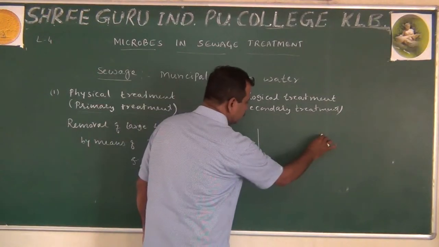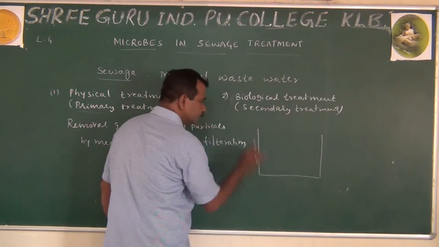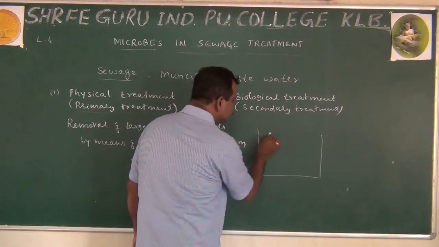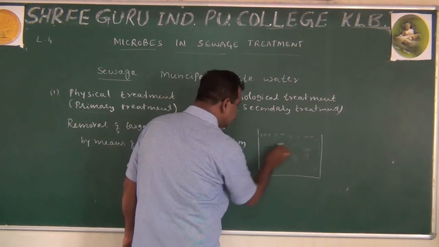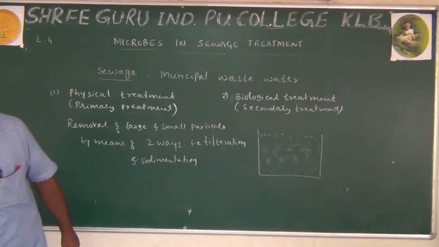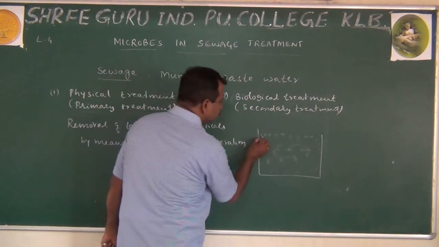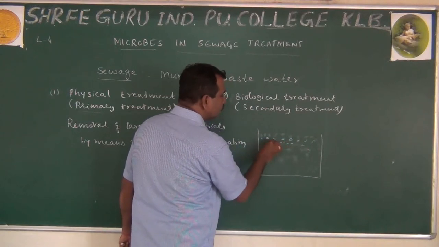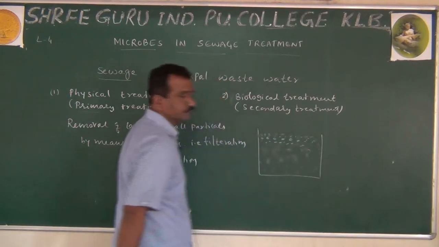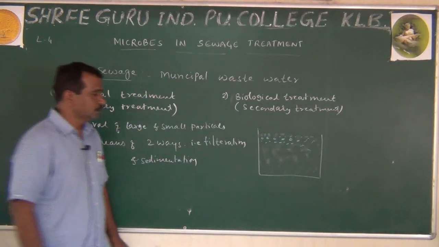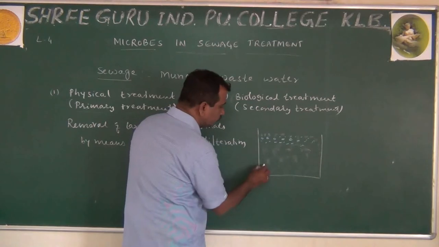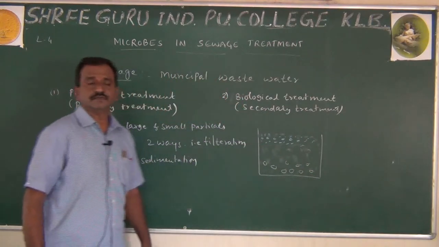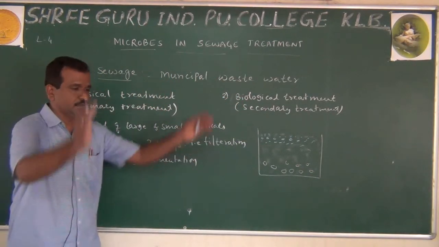We have to think of this as one tank. In this tank, a normal amount of sewage water is going to be there. This is the sewage water. On the upper part you can observe that various materials are formed. These are called floating materials. Then below that, small stones or pebbles are going to be settled.